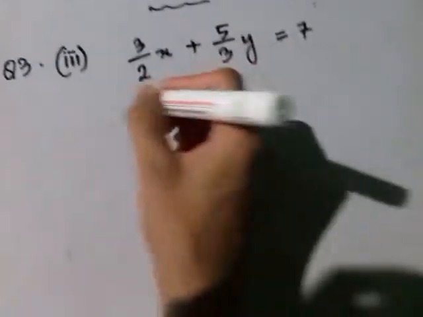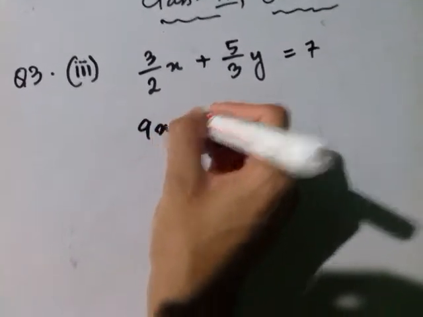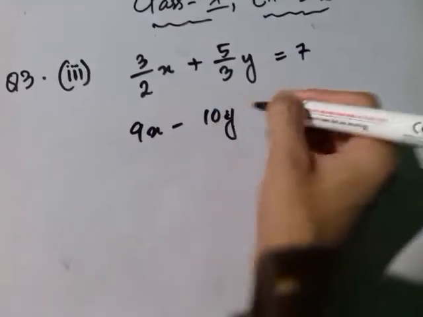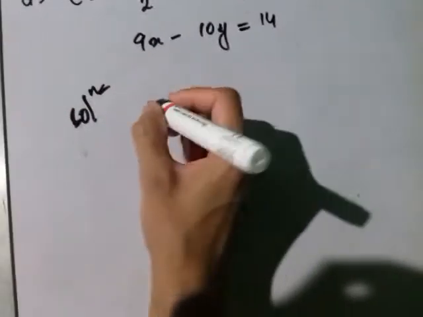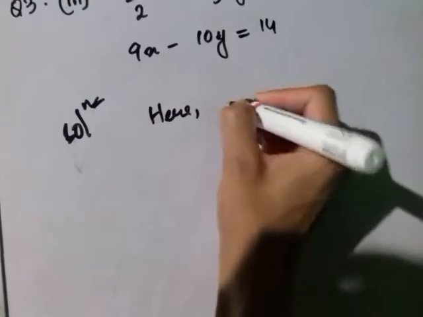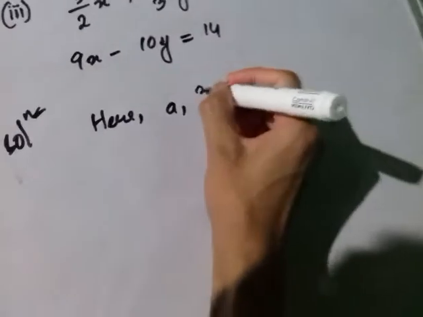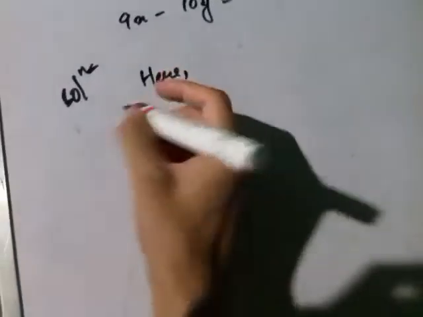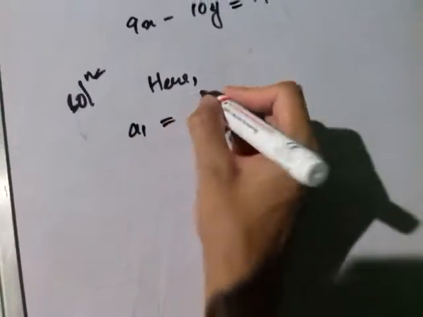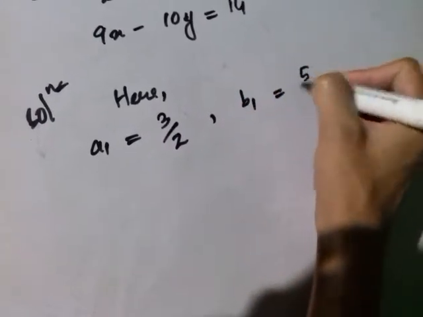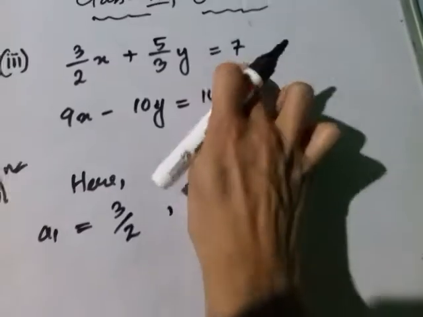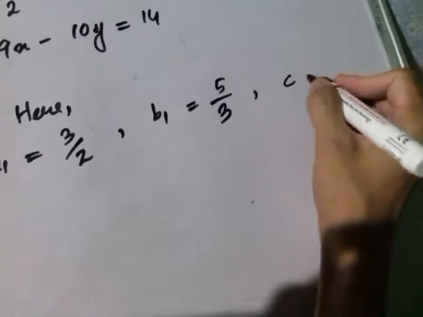After that, 9x minus 10y equals 14. And this will be the solution. So you will write here now: a1 equals 3 by 2, b1 equals 5 by 3. Here up to c they have given, so c equals 7.